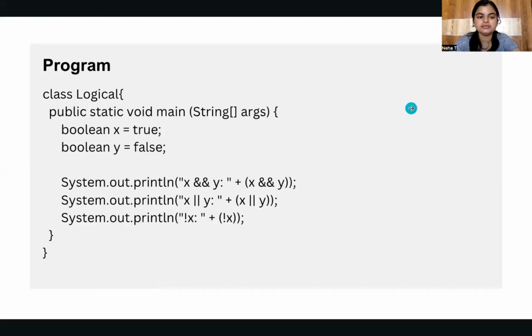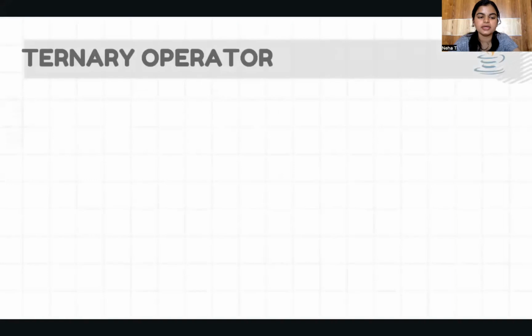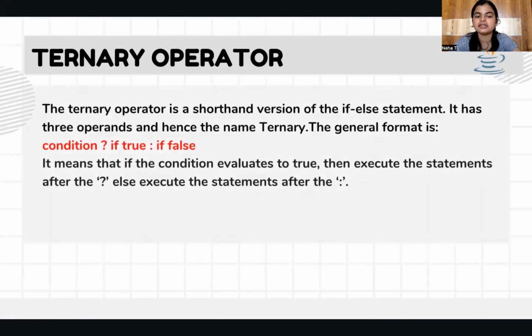So next one, we have the ternary operator. The ternary operator is a shorthand version of the if-else statement. It has three operands and hence the name ternary. The general format is condition, question mark, value if true, value if false. So we have a condition here. If this condition is true, this statement will be executed. If it is false, this other statement will be executed. So this is about the ternary operator.